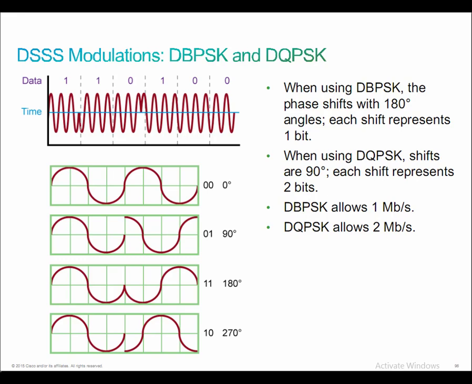So the DBPSK rule is very, very basic. When the next value to send is 0, do nothing. Continue sending the wave without any alteration. When the next value to send is a 1, shift the wave 180 degrees. That's it. So we see the first 2 ones, we shifted 180 degrees. The third bit was a 0, so we did no shift. The fourth bit was a 1, so we shifted 180 degrees. That should fall on that line, by the way. And then the last 2 bits are 0, so we did nothing. Very, very simple modulation technique. Very simple, easy to understand. Okay?